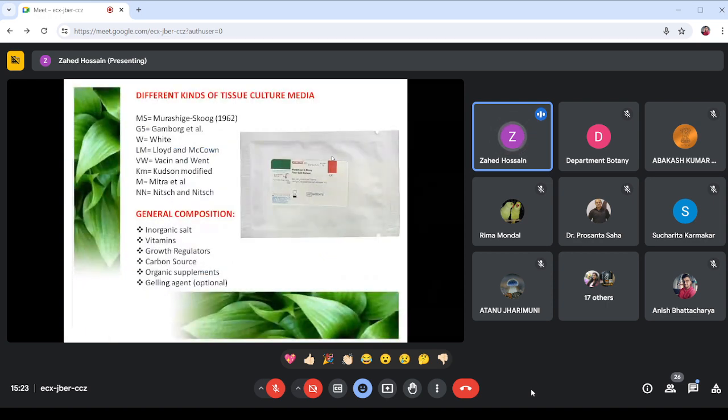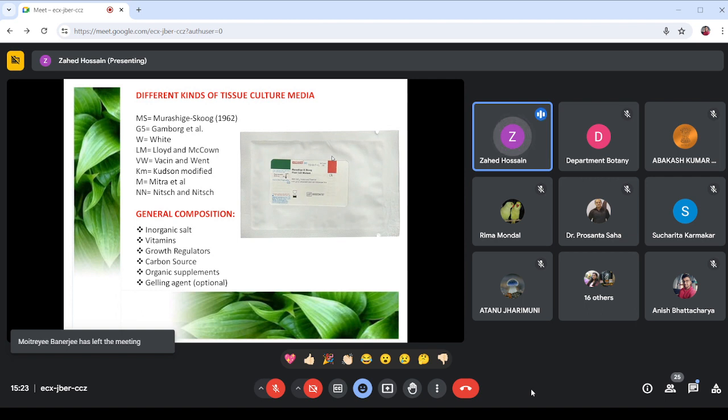And so these are the different types of media which are available. The most important medium is Murashige and Skoog. It was basically formulated in 1962. Apart from Murashige and Skoog, there are other media as well, such as Gamborg, White, Mitra, and like that.